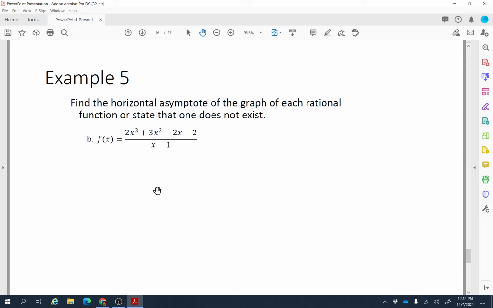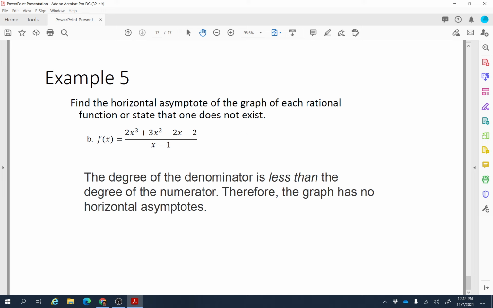Final example. Compare the degree on the top, which is 3, and the degree on the bottom, which is 1. Since 3 is greater than 1, since the degree on the top is greater, there will be no horizontal asymptote. So the conclusion is the degree of the denominator is less than the degree of the numerator. Therefore, the graph has no horizontal asymptote. That is possible. Okay.